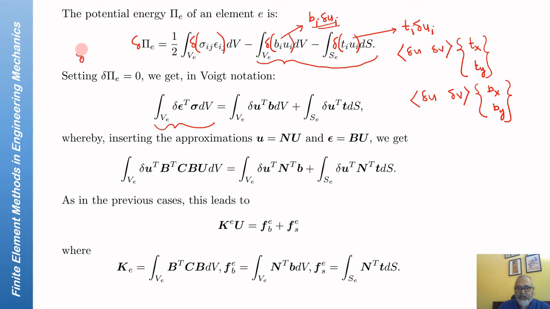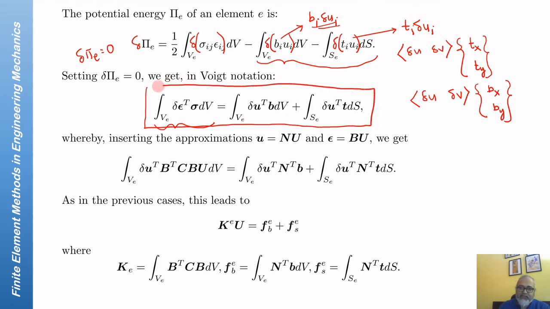So we are putting, remember, delta pi equal to 0. So we do delta here, put it equal to 0, take these 2 terms to the right hand side, and this is the expression that we have. This is the variational statement that we have to satisfy. And now the steps are exactly the same. Remember delta epsilon is B times delta u. So delta epsilon transpose is delta u transpose B transpose. That's what I have put here for this term.